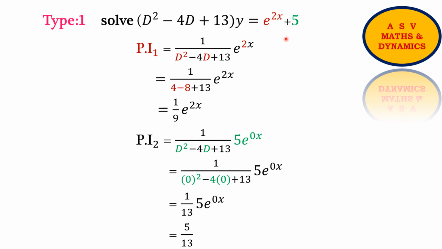Second, the plus means it is another term. So the 5 is a constant. For a constant you have to add e power 0x. This is the rule of the particular integral. What is the rule of e power anything x? For 0, in the same way you have to substitute. If you substitute, you get the remaining value. So here e power 0 you can eliminate, it is 1, so the remaining is 5 over 13. So this is the first type.